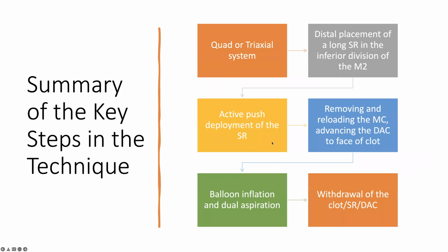So the summary of the key steps in this technique: you want to use a quad or a triaxial system, a distal placement of a long stent retriever in the inferior division of the middle cerebral artery, the M2 segment. You want an active push deployment of the stent retriever. You want to then remove and reload the microcatheter, advance the distal aspiration catheter to the face of the clot so that you don't have flow through it. Let it sit there for 4 to 5 minutes. Inflate the balloon, and then you have aspiration on the balloon guide catheter and the distal aspiration catheter, and then you want to withdraw the whole system in its entirety under aspiration.